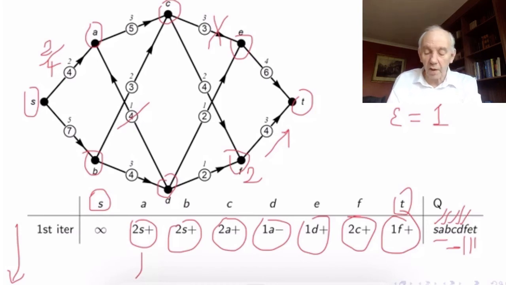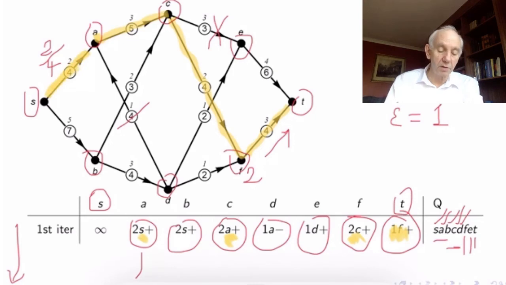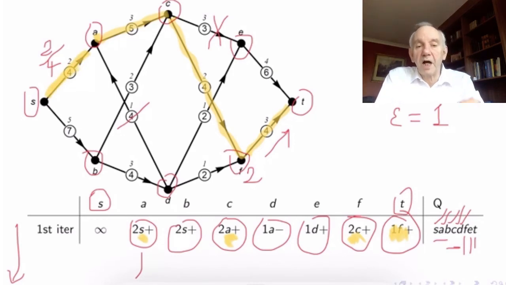Well, to do that, we start at T. Now T has come 1 unit from F. Okay, that's what I just said. But where did it come from F? It came from C. So although it's only 1 unit, we could have got 2 to F, but going backwards, we've only got 1. So we can make the 1 come from C. And from C, it came from A, and from A, of course, it came from S. So that's our augmenting path or winning path.